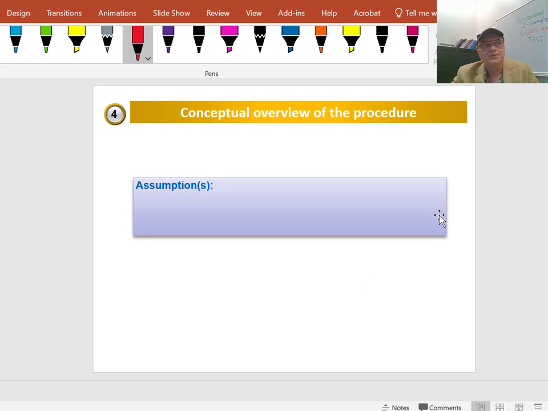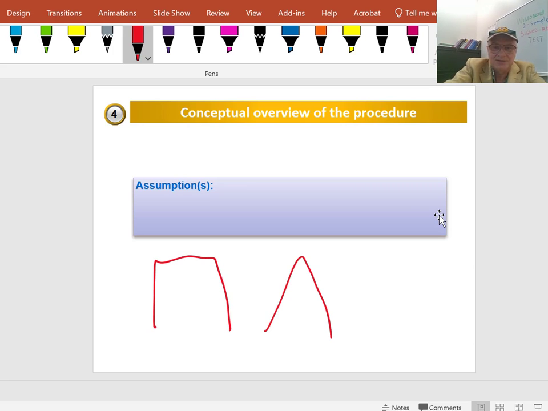Now, speaking of the assumptions, the assumption of this test is that the population difference is symmetric, so it can be like this, or like that, and so on. So it is much less restrictive than normality.